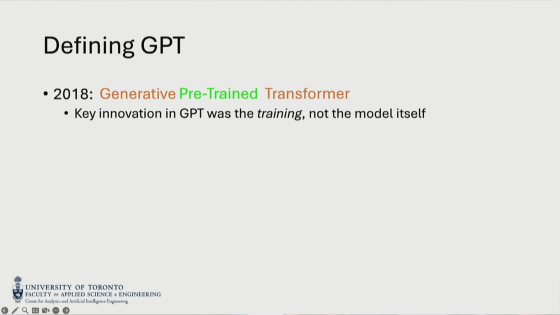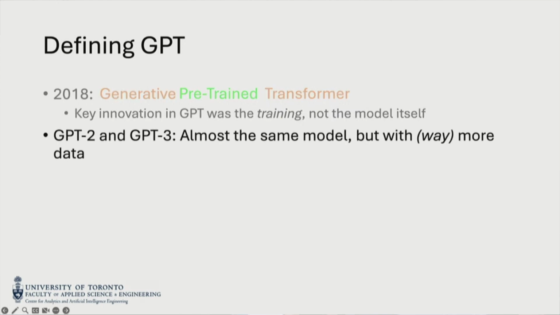GPT-2 and 3 are almost the same model as that original GPT, but they each introduce some very slight modifications that allow them to be trained with substantially more data. GPT-2 is trained with about 10 times the amount of data as the original GPT, and GPT-3 is trained with about 1,000 times the amount of data.